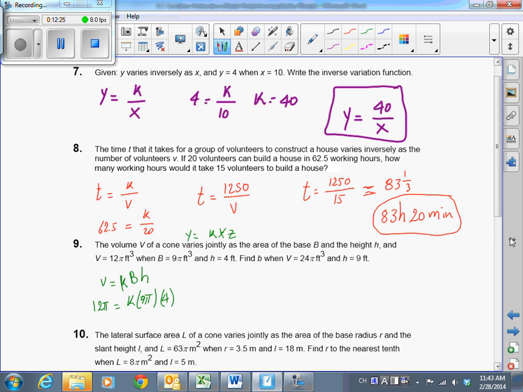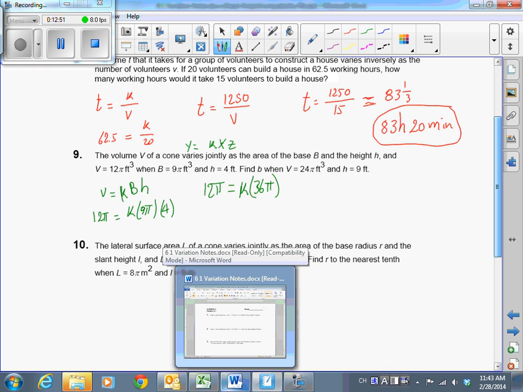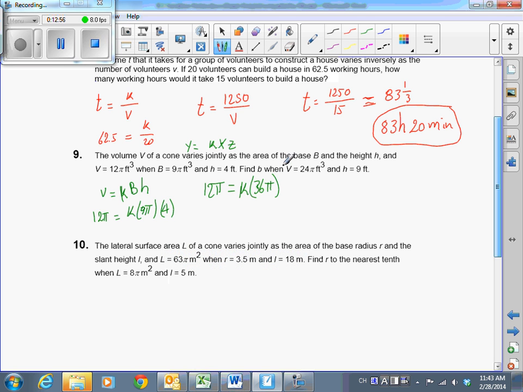What's the first step? Divide by pi and by 9 and by 4. Or divide by 36 pi. So if I want to rewrite this, I will say 12 pi is equal to K times 36 pi. You understand what I just did, right? I just multiplied the 9 pi and the 4. So from here, I will divide both sides by 36 pi to get K is equal to 12 divided by 36 is 1/3. So K is 1/3.